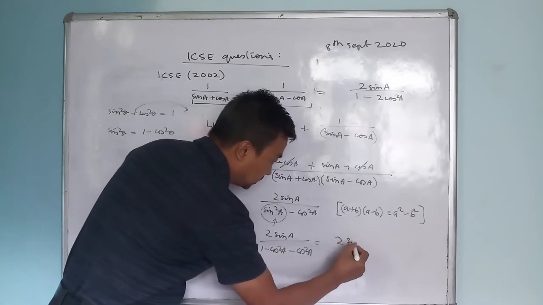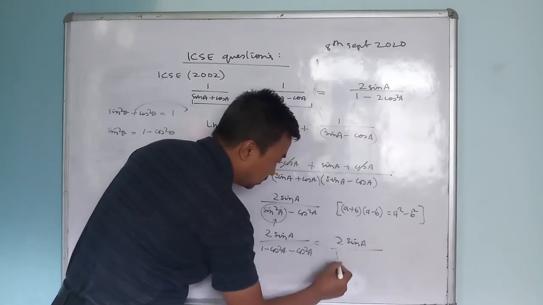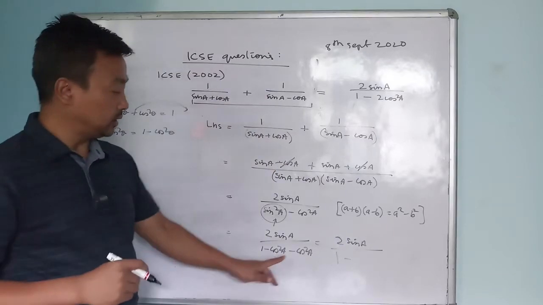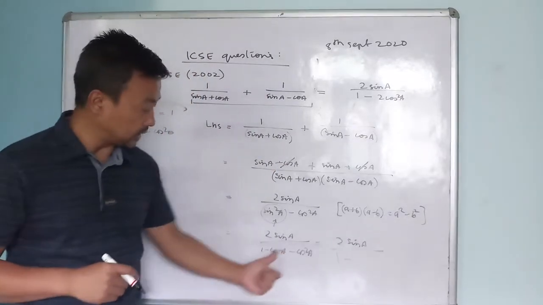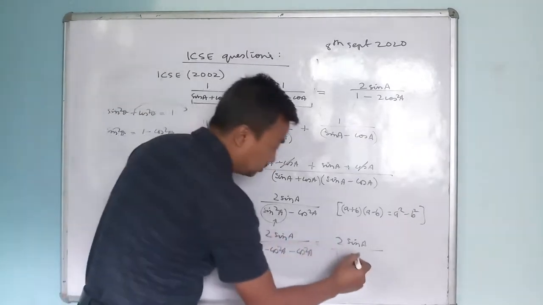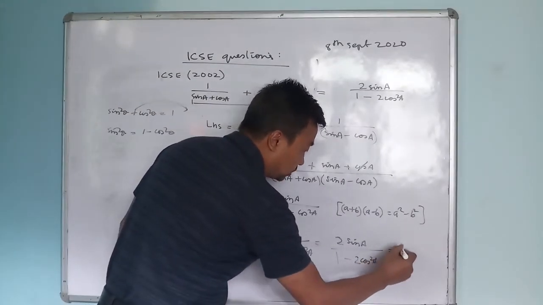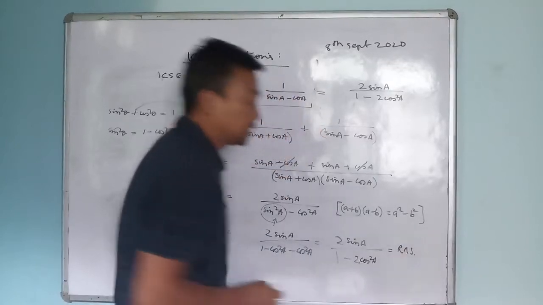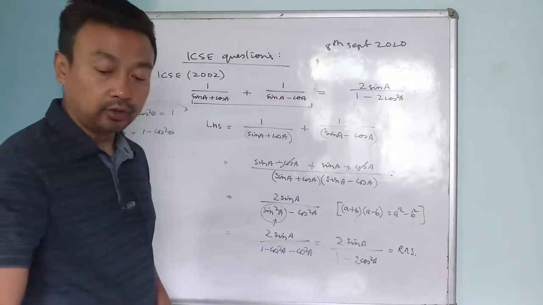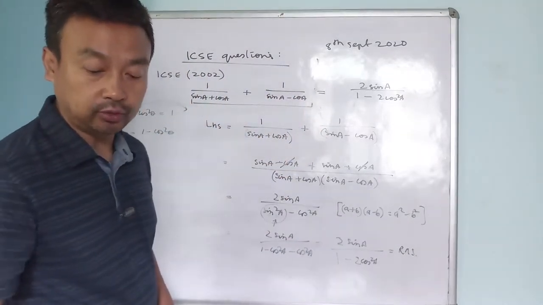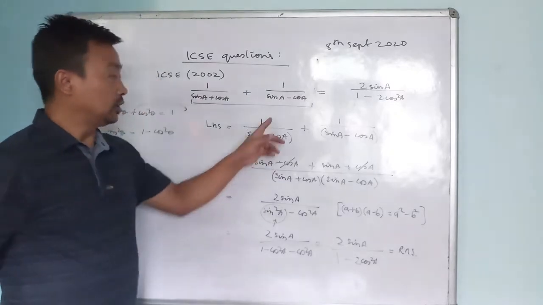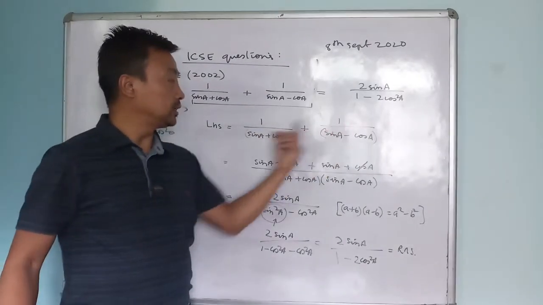So we come to the answer now. Cos square A minus cos square A. Both are minus, so they will be added. So it will become minus 2 cos square A, which is equals to right hand side. So this is how you are going to solve it. It's quite simple. Here we have just added them by taking the LCM.